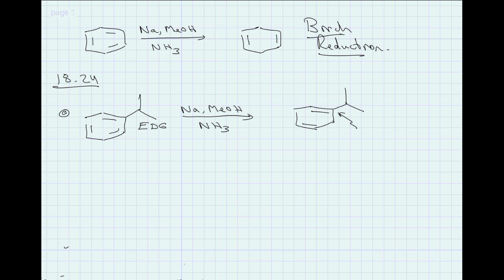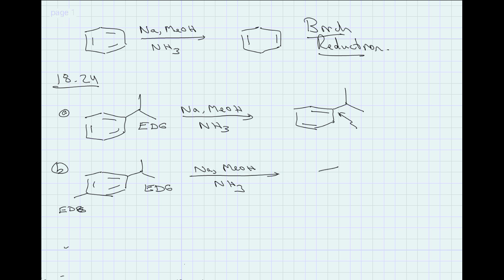If we look at B, again we have an isopropyl group on the compound, which is an electron donating group. But now we also have a methyl group. So we have two electron donating groups, one here and one here. So if we treat this with sodium, methanol, and ammonia, these are Birch reduction conditions, again we're going to reduce one of these double bonds to end up with a 1,4-diene, 1,4-cyclohexadiene.